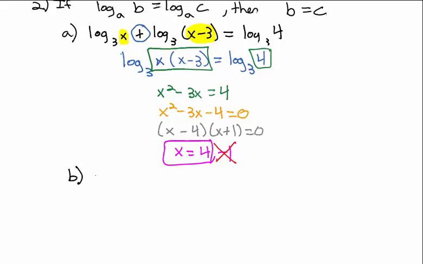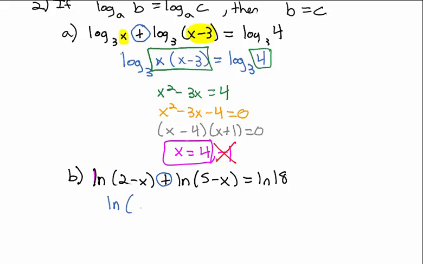Let's try one more of these. Let's do the natural log of 2 minus x plus the natural log of 5 minus x equals the natural log of 18. Again, this one has a plus in the middle. That means we're going to multiply them together. And let's just go ahead when we multiply them together. FOIL, 2 times 5 is 10, minus 2x minus 5x plus x squared equals the natural log of 18.